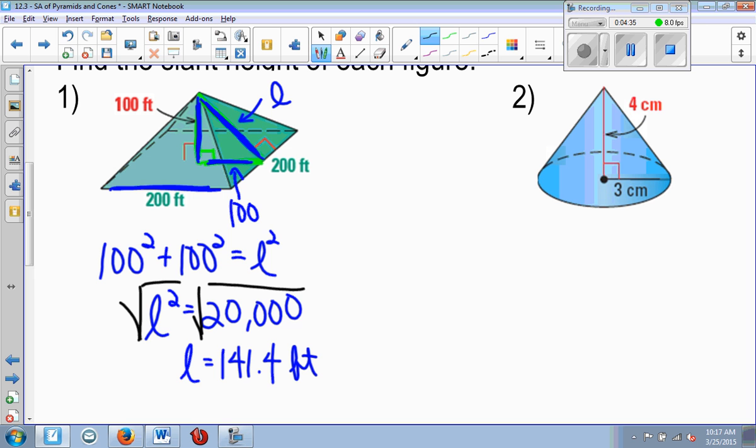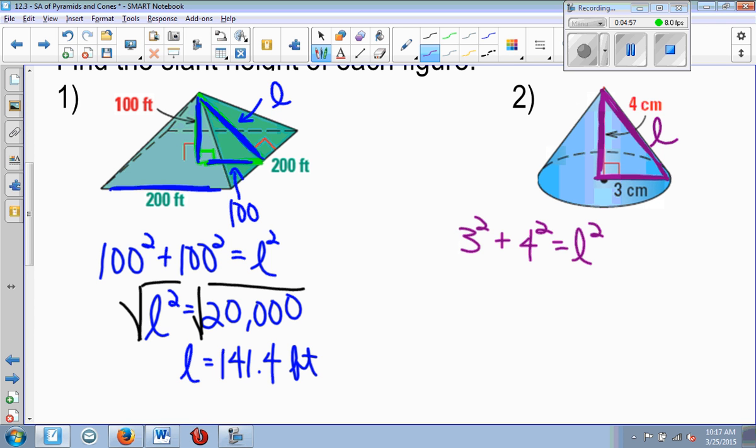In the next one, we're given a cone. And again, notice that we're given the perpendicular height down the center. I'm also told the radius of the cone. And then the slanted piece on the outside would be the L that I'm looking for. So finding the L is very easy. It's just Pythagorean theorem. 3 squared plus 4 squared equals L squared.